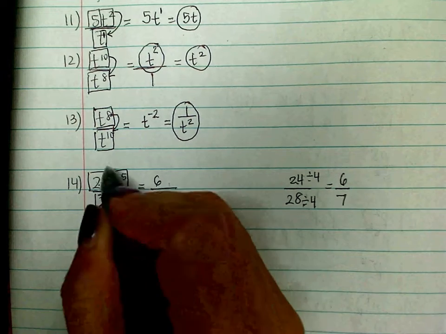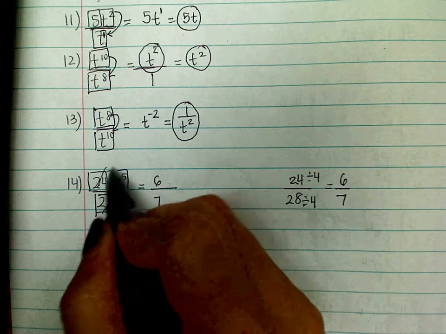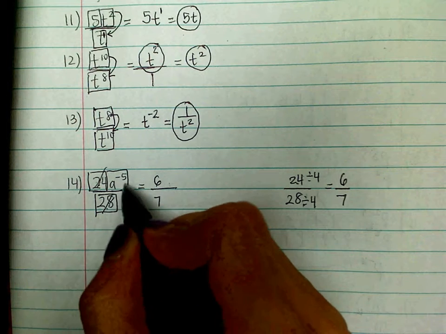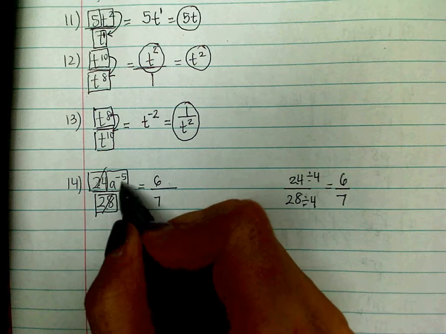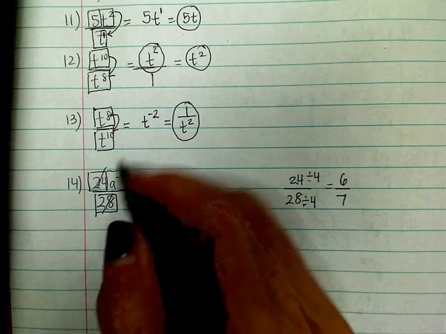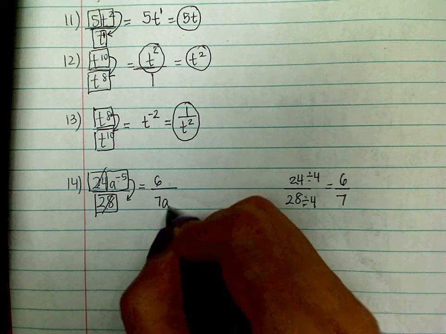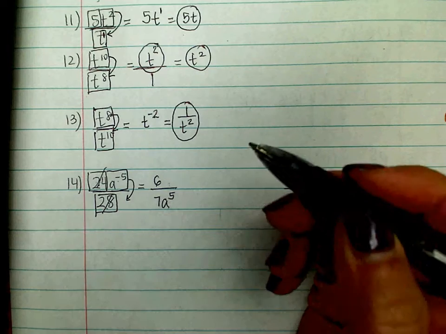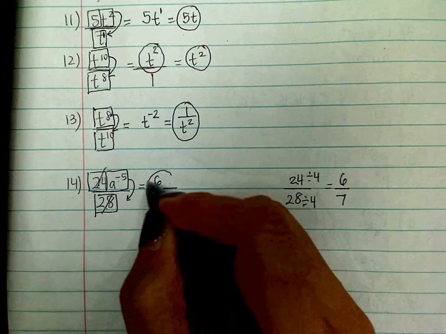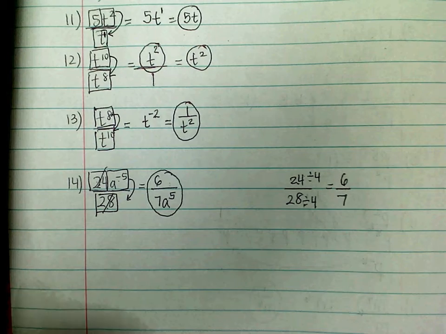They reduced. Now, this a to the negative fifth, there's nothing for you to combine it with or subtract exponents. It's just a loner. But you can't let it stay negative. So we're going to go ahead and take this and put it down next to the a to the 7, and then it becomes a to the positive fifth power. And there's nothing more you can do with that, so this is your final answer. This is the end of the video.